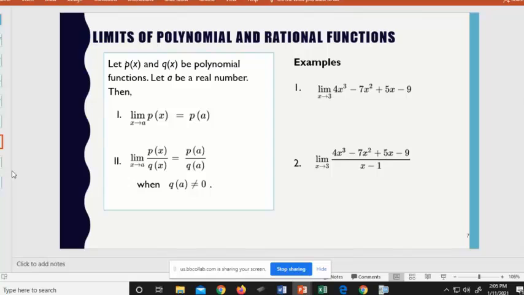Okay, so all together, here it is. The limits of polynomial functions are function values, so that helps this out. So this first one says if p of x is a polynomial, and q of x is a polynomial too, so p of x and q of x are polynomials, let a be a real number. Then what we can say is the limit of p of x, this polynomial function, as x approaches a is equal to p of a. That's the function evaluated at a.